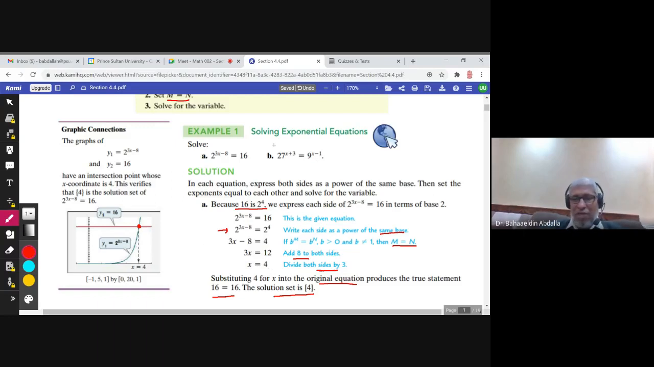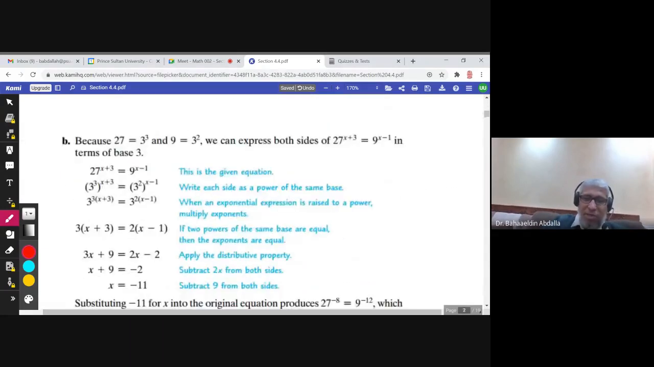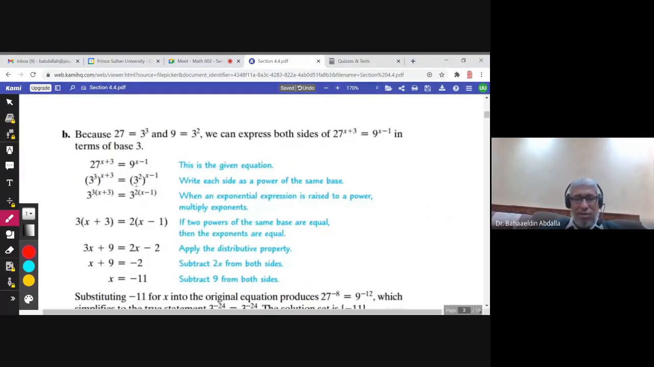Okay, let us solve the second question. 27 to the power x plus 3 equals 9 to the power x minus 1. Well, the idea, express both sides in terms of the same base. What is the same base you can find here? 3. Why 3? Because 9 is 3 square and 27 is 3 cube.